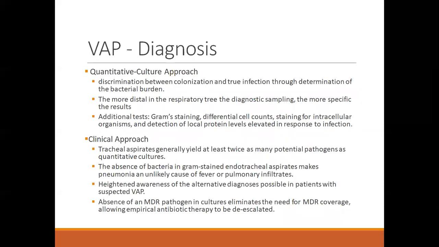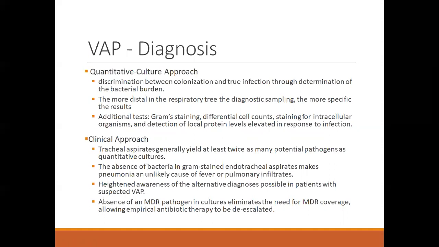For the diagnosis of VAP, you can have a quantitative culture approach versus a clinical approach. For the quantitative culture approach, discrimination between colonization and true infection is made through determination of the bacterial burden. The more distal in the respiratory tree the diagnostic sampling, the more specific the results are. Additional tests that you may request are gram staining, differential cell count, staining for intracellular organisms, and detection of local protein levels elevated in response to infection.